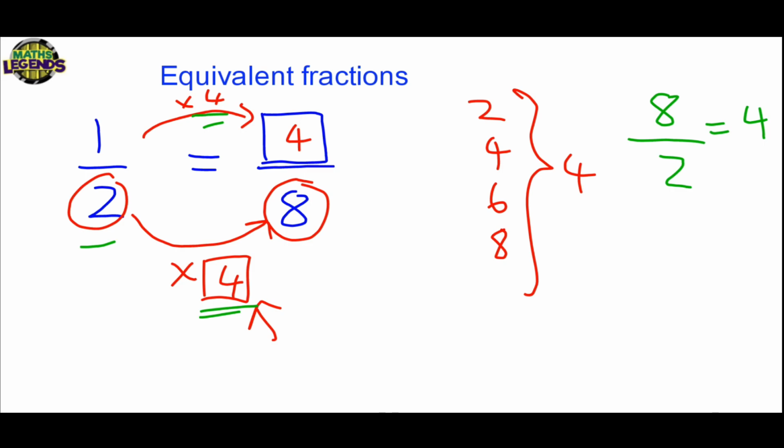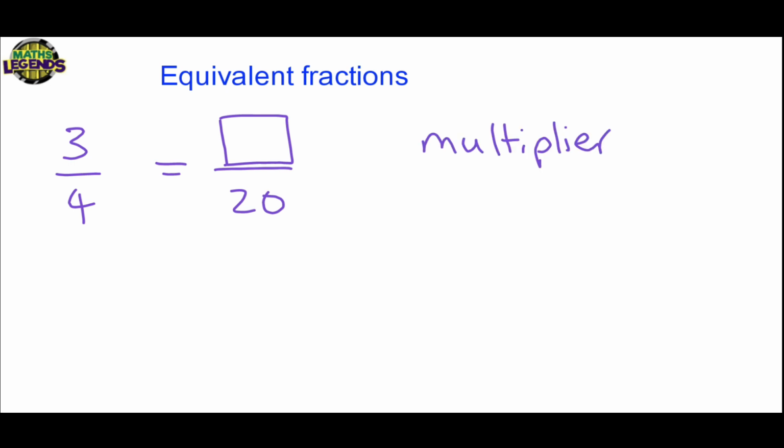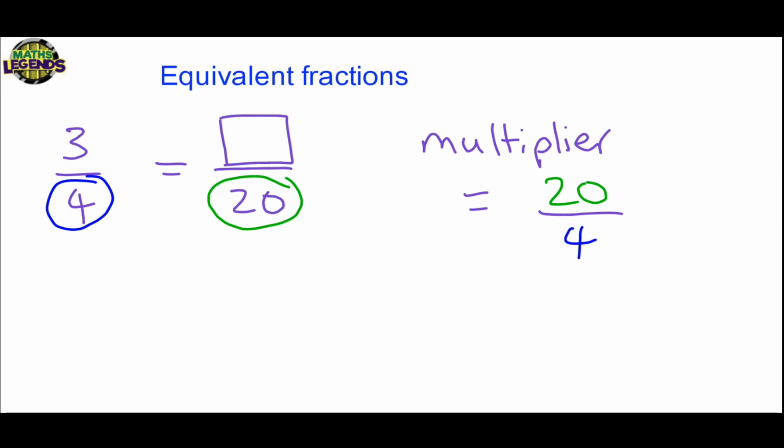Let's look at another example. 3 over 4 is equal to 20, and we need to find the equivalent fraction. So here, using the second approach, the multiplier is equal to the 20 that we want to achieve, all over the 4 that we're starting off with. So here, 20 divided by 4 is 5. So our multiplier is times 5, and then we apply the same in the top one, times 5, and 3 times 5 is 15.